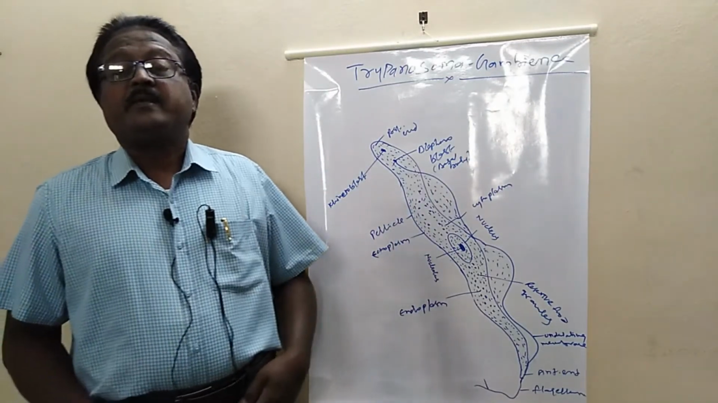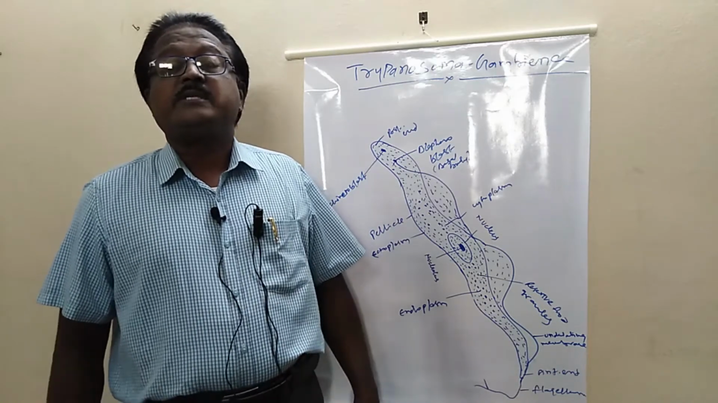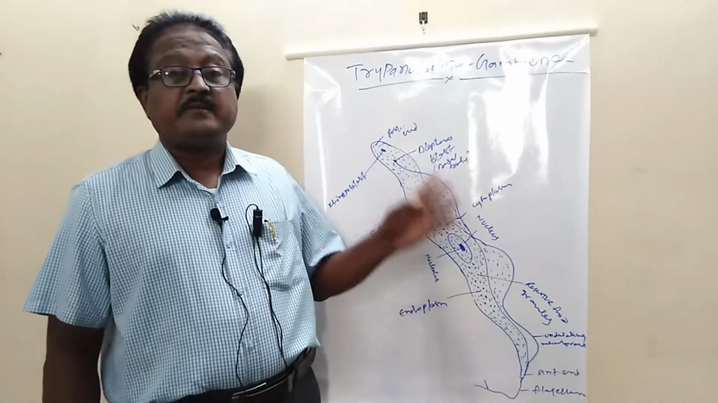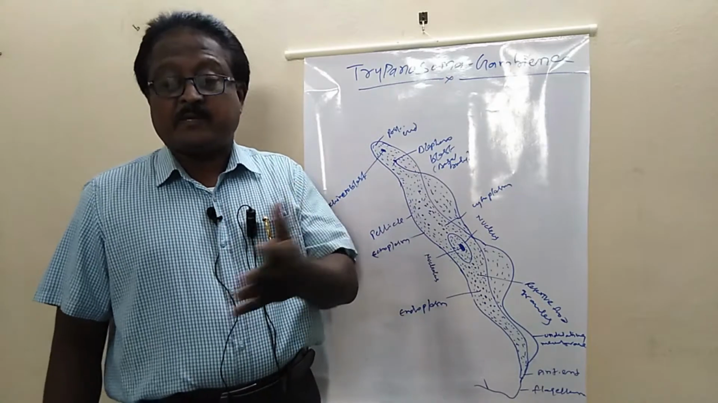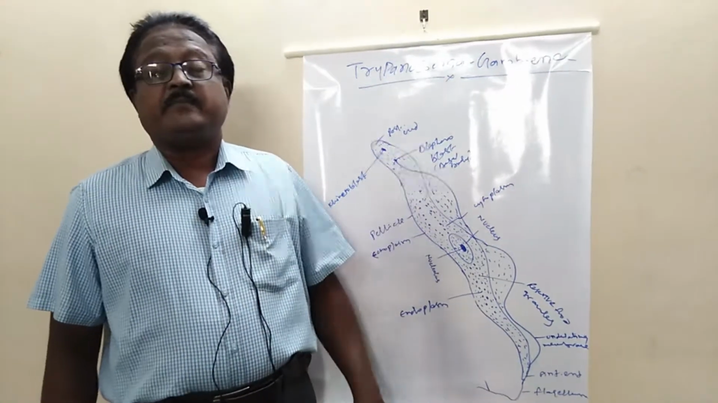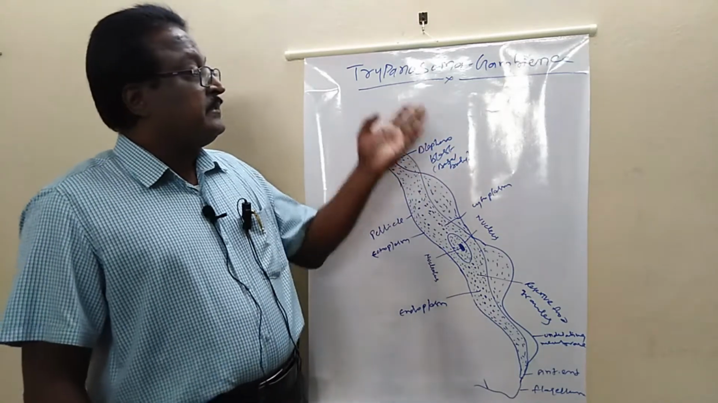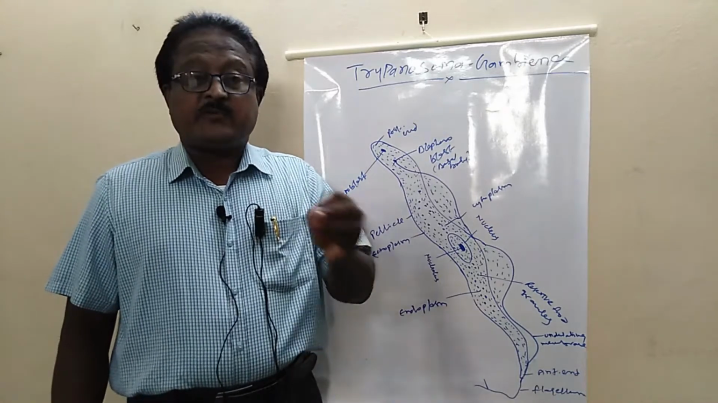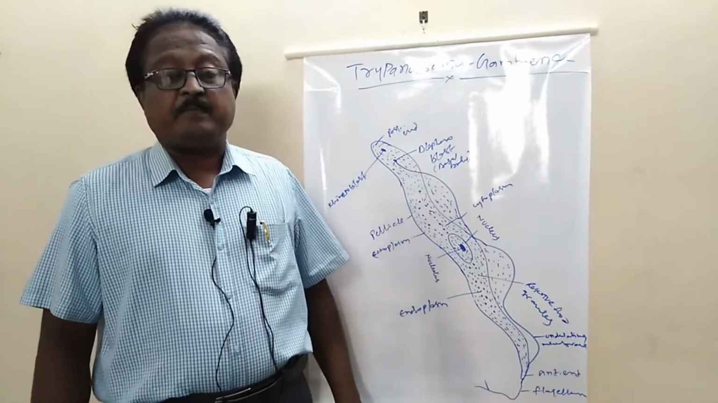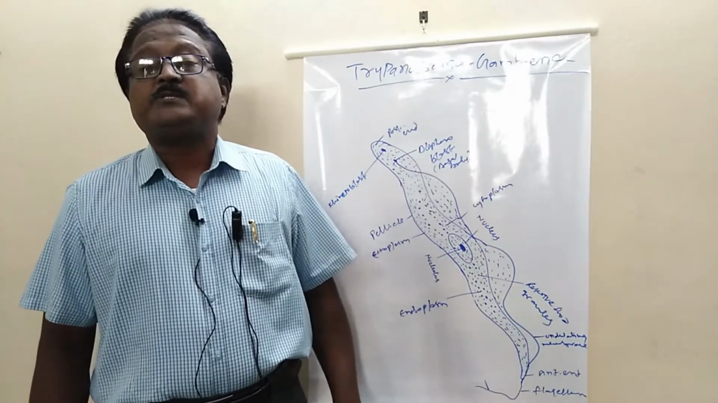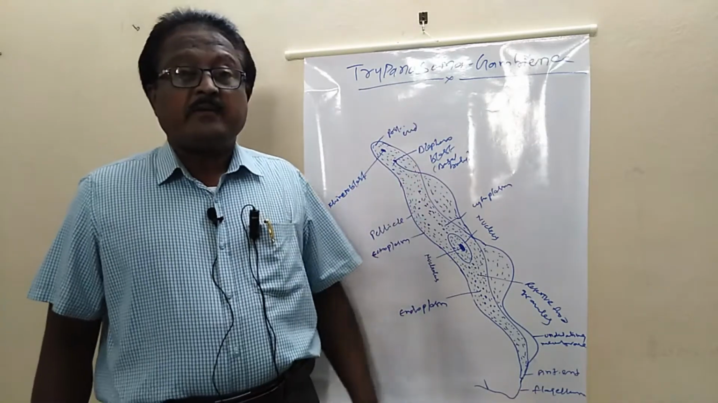So it is a unicellular organism. Generally, this parasite is a unicellular organism. This parasite is actually an endoparasite, particularly found in the blood of man. So this parasite is generally found in the human blood.